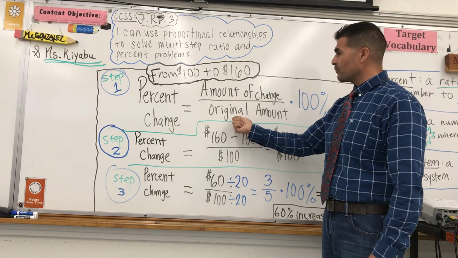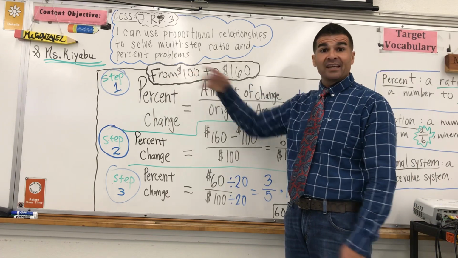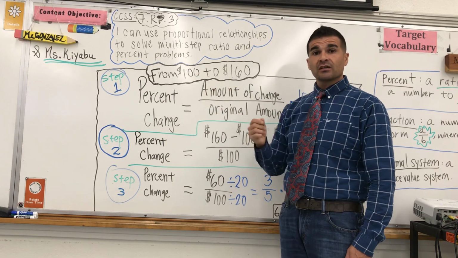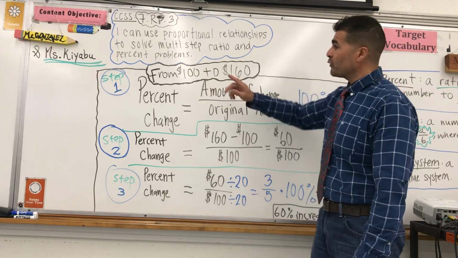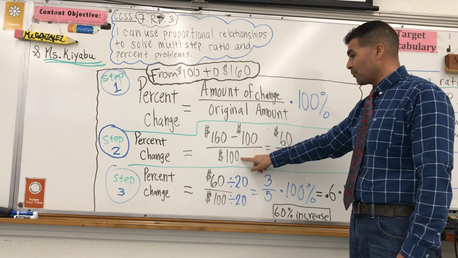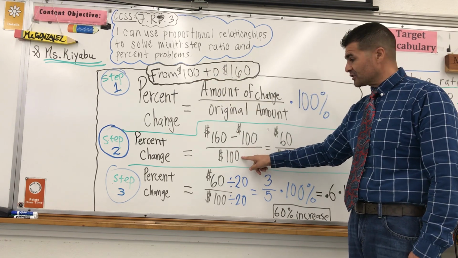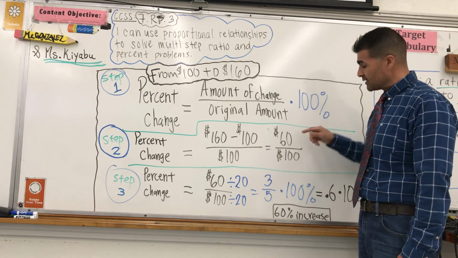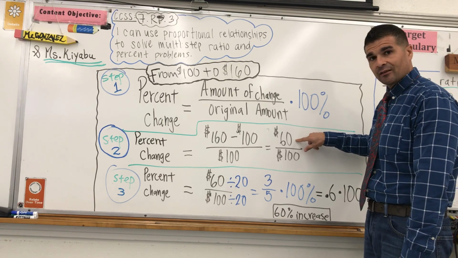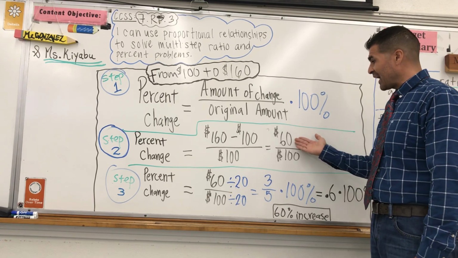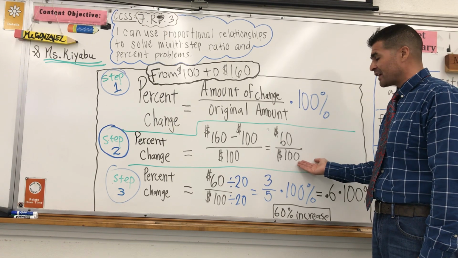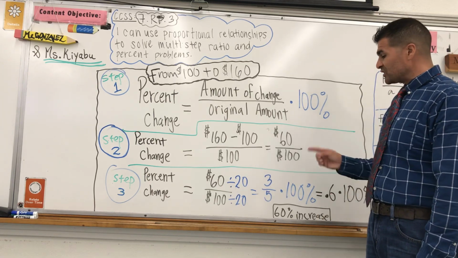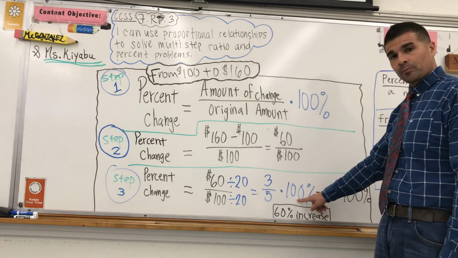Well, the original amount is the amount that you start from. And here's a key word: from. Whatever this amount from is, that's going to be our original amount. So if we start from $100, the original amount is $100 here. We already found that 160 take away 100 is an amount of change of $60. And if we divide $60 by $100 as a fraction, this is going to be one part of our percent change. But we still need to multiply by 100%.